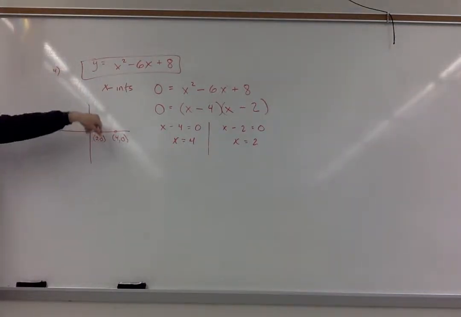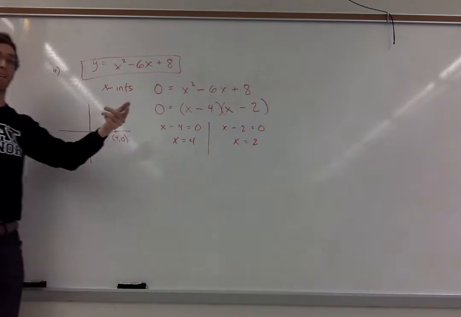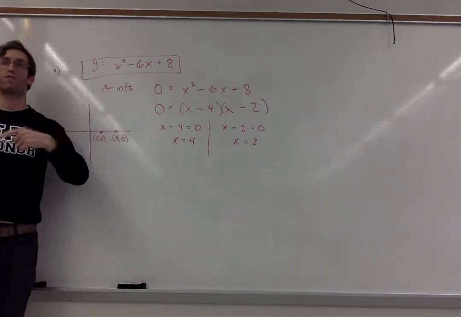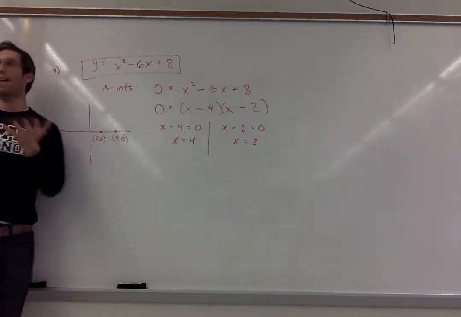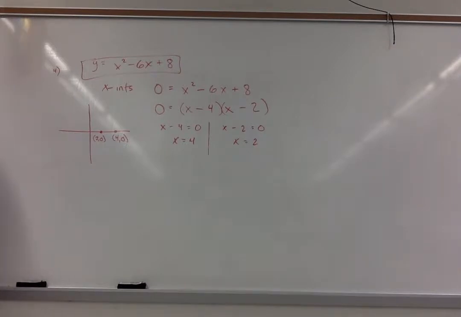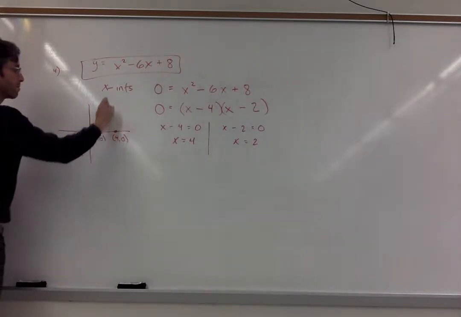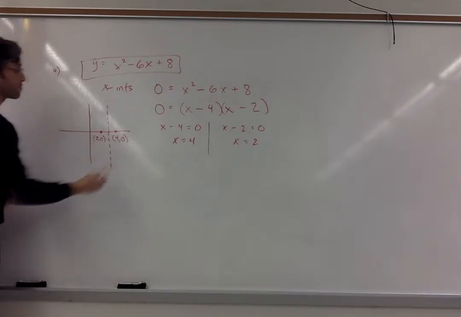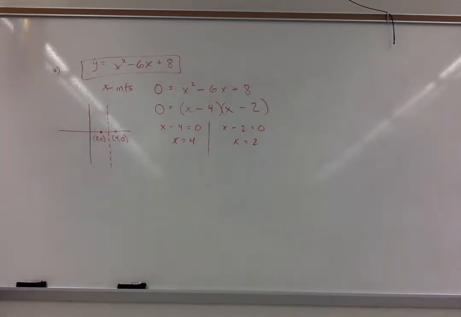Knowing those two x-intercepts, we also can figure out the line of symmetry. I showed you a different way to find the line of symmetry last time. Remember that formula, negative b over 2a? That's okay, but most people, after you know your x-intercepts, because of symmetry, the line of symmetry is always going to happen halfway between them. So what's halfway between 2 and 4? 3. Once you know your x-intercepts, halfway between will be your line of symmetry.